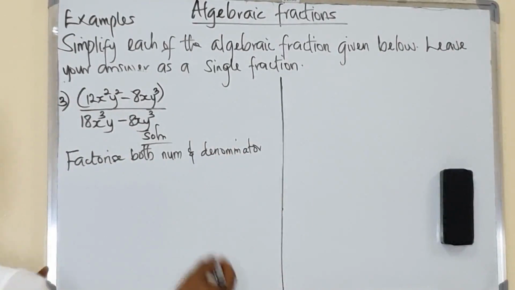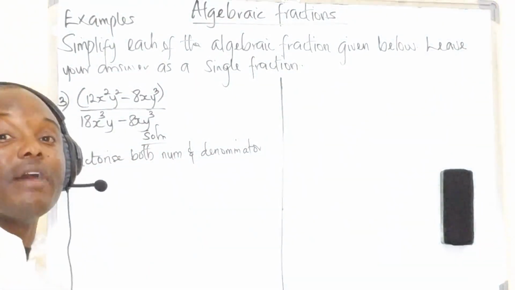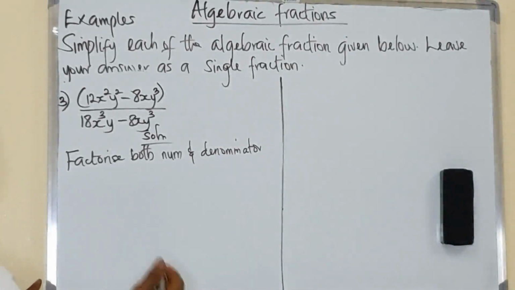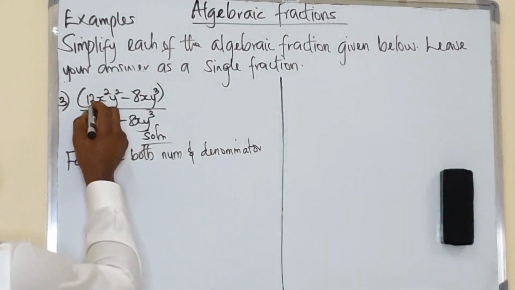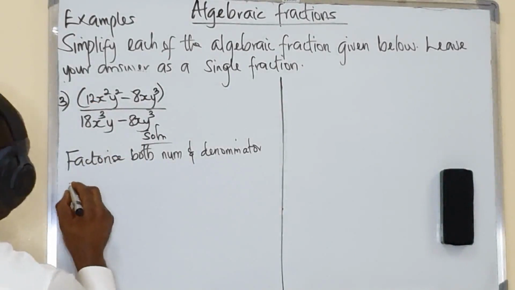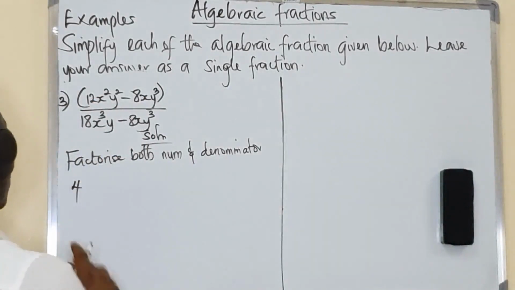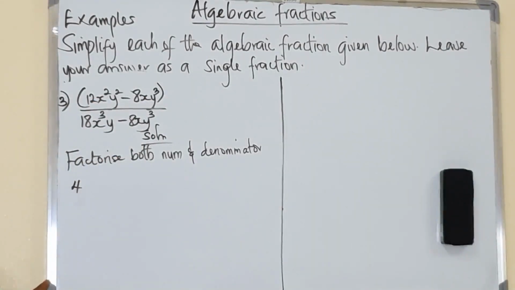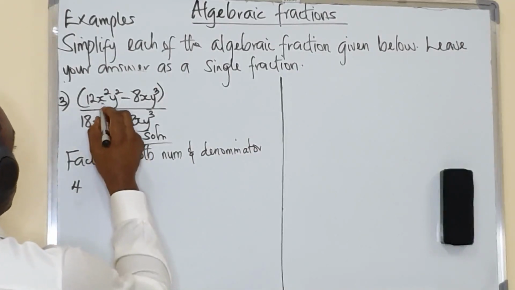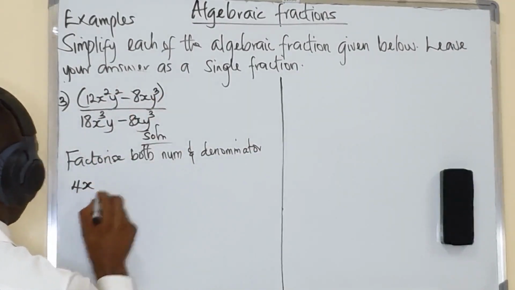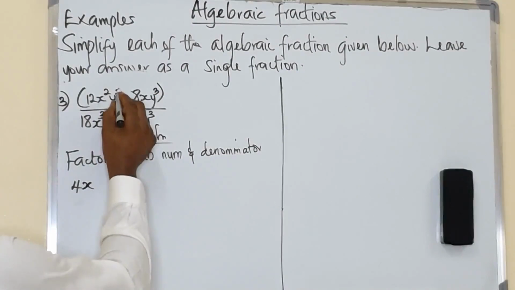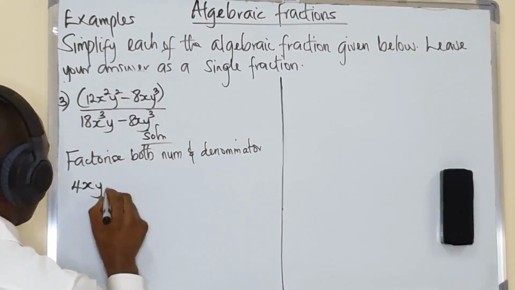Alright, to do that now, we apply our basic skill of highest common factors. That is what we will use to work here. Now, the common factor between 12 and 8 is 4, because 4 can divide both of them. That's the highest common factor they have. The highest common factor between x squared and x is x. And the highest common factor between y squared and y cubed is y squared.